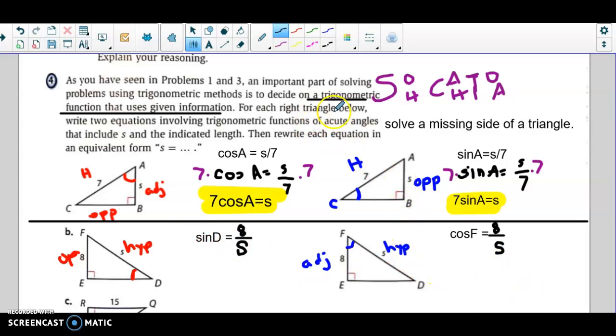So we have our two functions, and now we're going to rewrite each of these. Now this is a little different. Here we rewrote it using multiplication because we were dividing, right? Because to solve for S we had to undo division. Now here to solve for S we're going to have to do something different. So take a minute and think about what we might need to do differently.